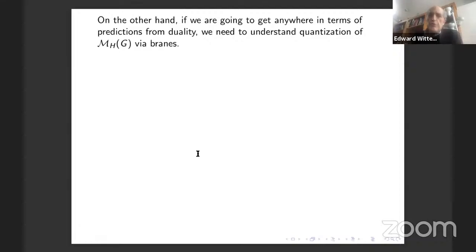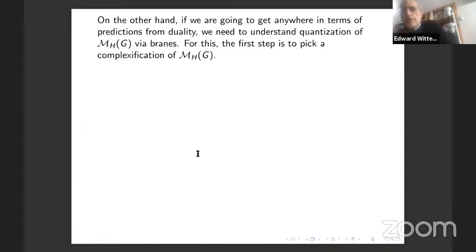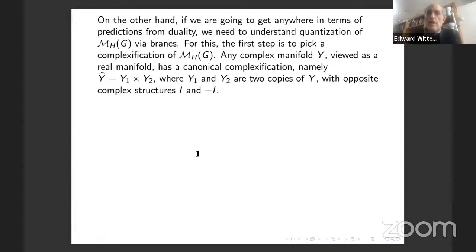Now, on the other hand, if we're going to get anywhere in terms of predictions from duality, we need to understand the quantization of this moduli space in terms of branes. For this, the first step is to pick a complexification of the Higgs bundle moduli space. Any complex manifold, viewed as a real manifold, has a canonical complexification.